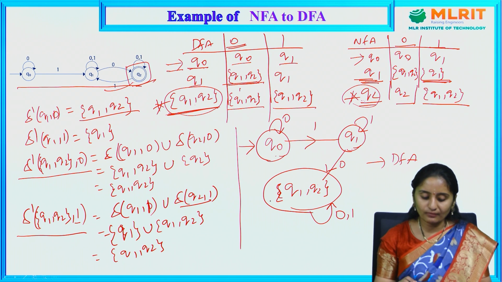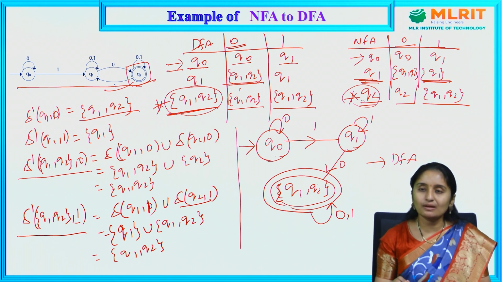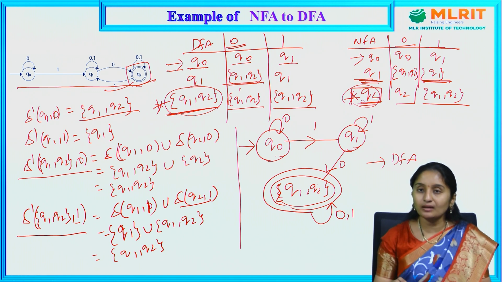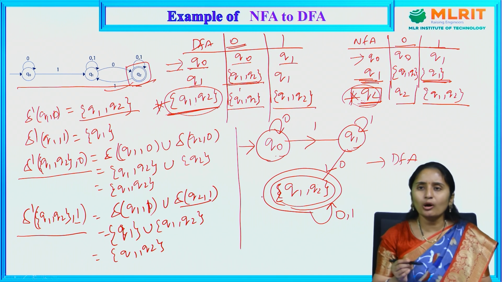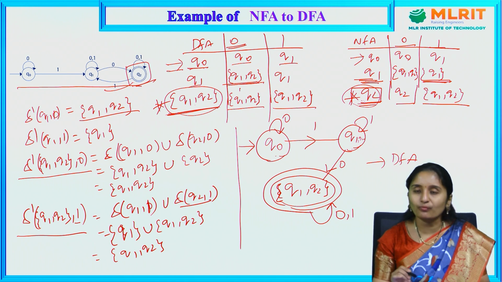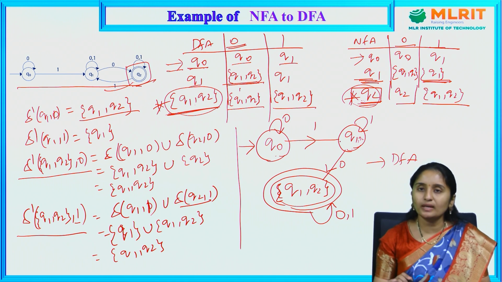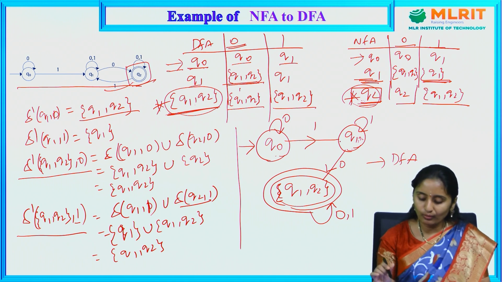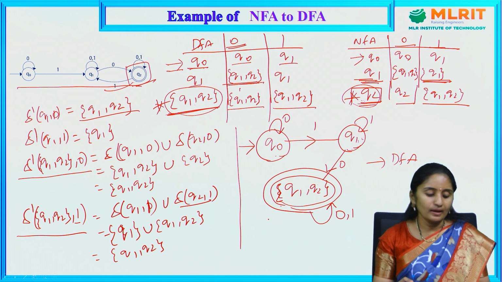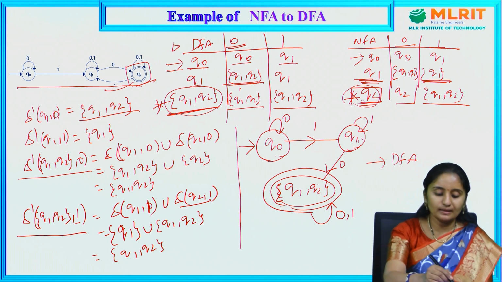Now check what the final states are. Here the final state is Q1, Q2. Why? Because in my NFA diagram, I have Q2 as a final state. Now check whether anywhere in the states, if I find a Q2, those states are final states. For example, if I had a state with Q1, Q2, then that state would also be a final state. But I don't have Q2 alone in any state, so only this is the final state. So this is the DFA diagram, and this is the transition table.